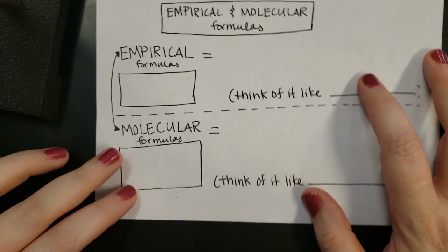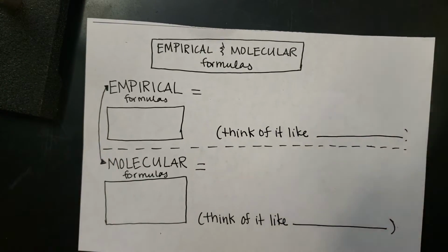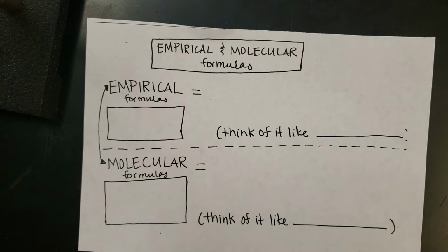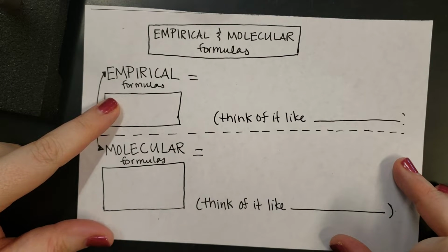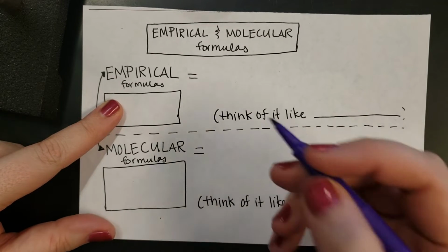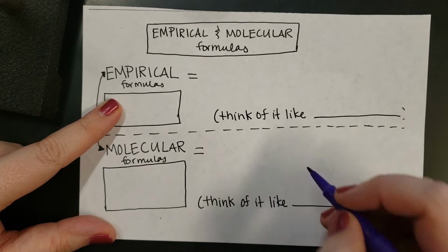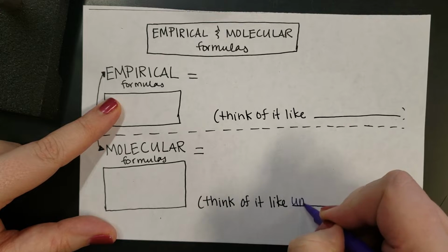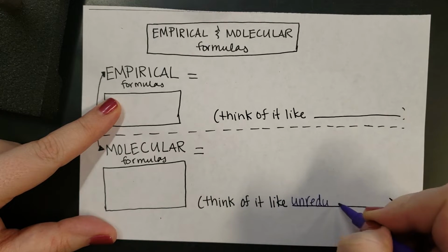So we're going to start with the half sheet. Empirical and molecular formulas are formulas that take two different forms. Every formula that you've seen up until this point has been a molecular formula. So we're going to start with that one. The molecular formula, you can think of it like an unreduced fraction.